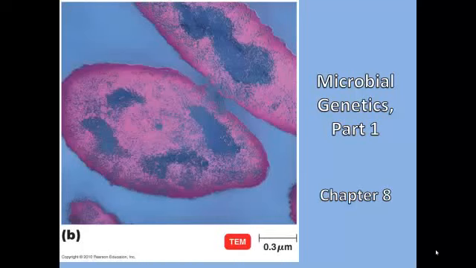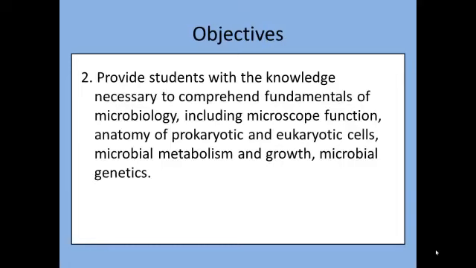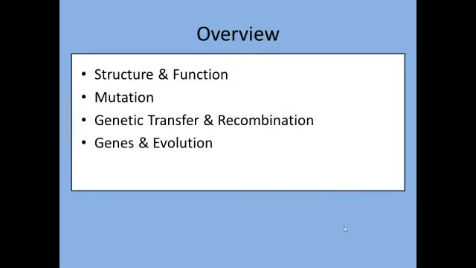Welcome to Chapter 8, Microbial Genetics, Part 1. In this chapter, we're going to be fulfilling objective number 2, which is to provide the students with the knowledge necessary to comprehend the fundamentals of microbiology, especially microbial genetics. In Part 1, we're going to cover structure and function. In Part 2, we'll talk about mutation, genetic transfer and recombination, genes and evolution.